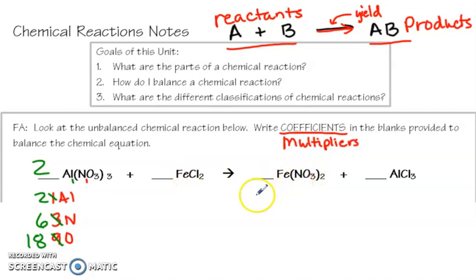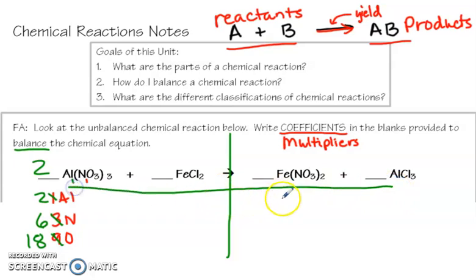Now it is important when we balance a chemical equation that we have the same number of each element on both sides. It's kind of like a teeter-totter, and if it gets too heavy on one side, that's not good. So we need to keep on balancing it by placing coefficients in front.